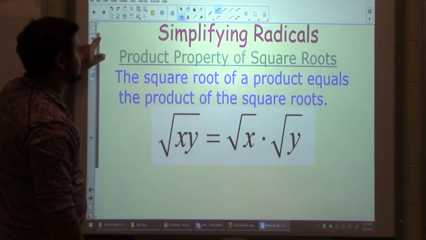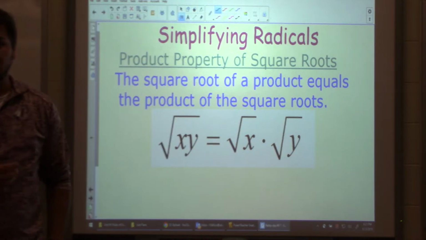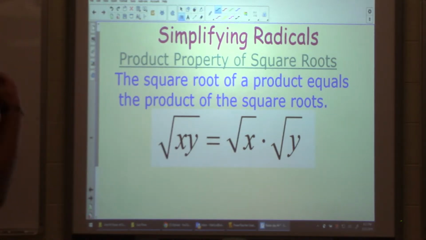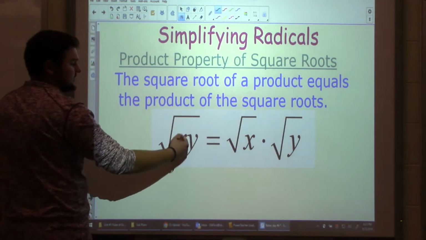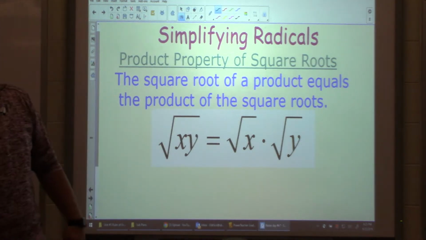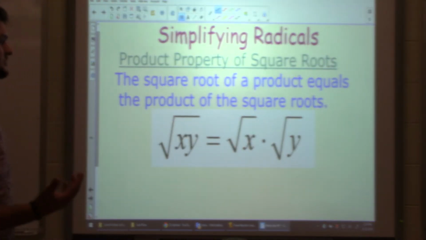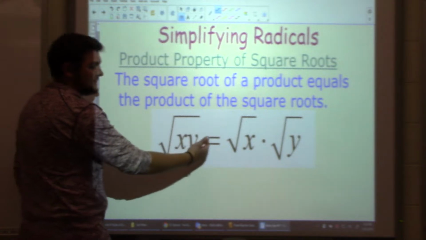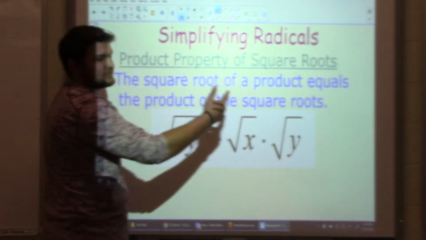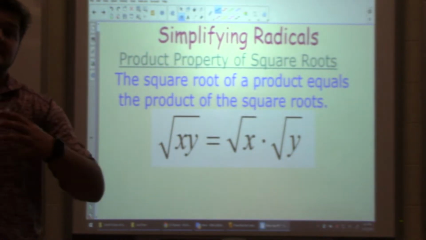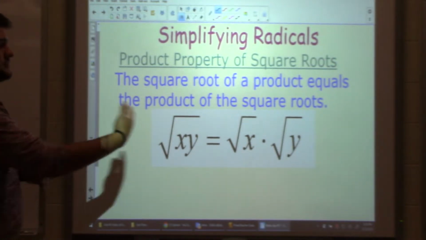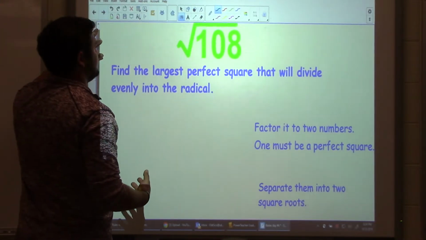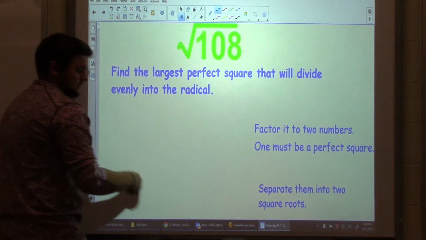How we do that is we use the product property of square roots. Product property of square root states that the square root of a product, or the square root of x times y, is the same as the product of the 2 square roots. So the square root of x times y is the same as the square root of x times the square root of y. We can break things up, break it down into its factors, and then take square roots of it. And that's going to be helpful when we try and take like the square root of 108.